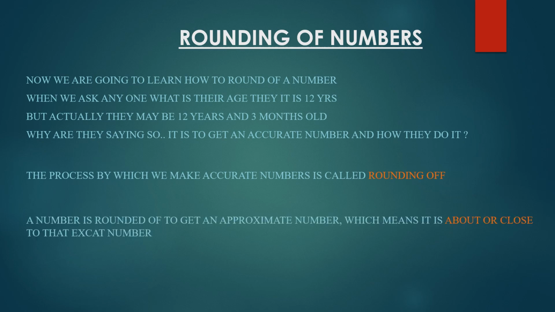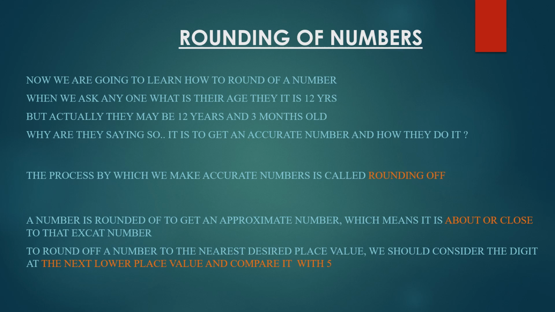A number is rounded off to get an approximate number, which means it is about or close to that exact number. When we are trying to round off a number, we get an approximate number of what we are going to round off. It will not be the exact number, but it is always close to it, or near to it, or next to it. We can understand it like that.